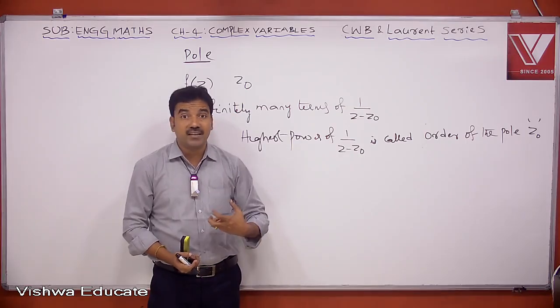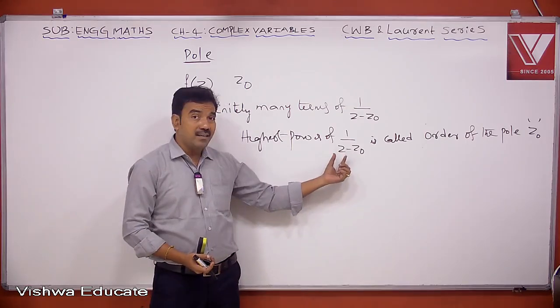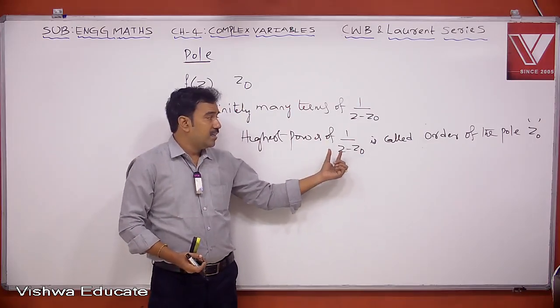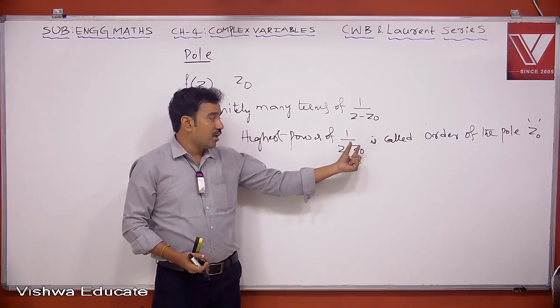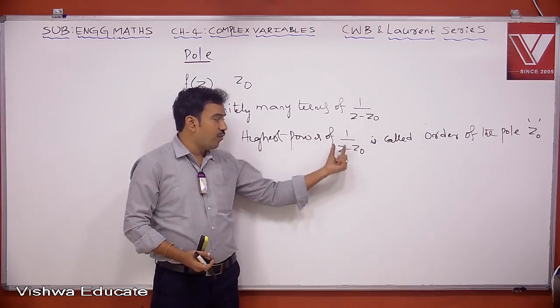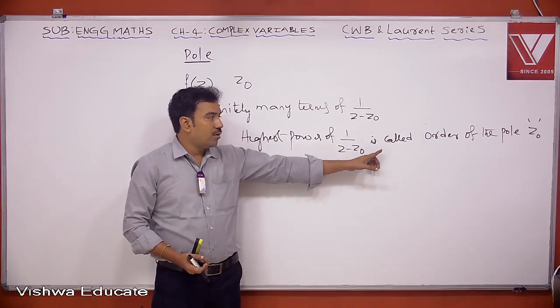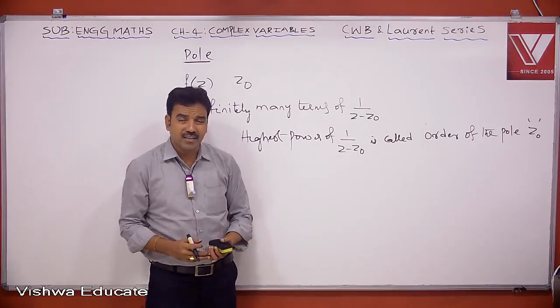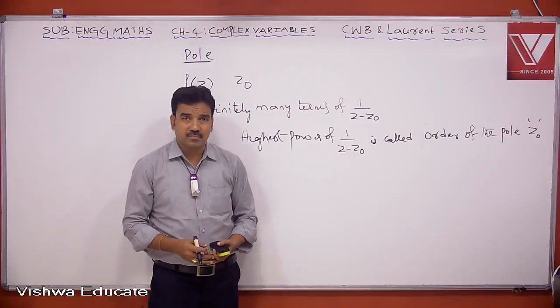and whenever we discuss a pole, I must know what is the severity of that pole. So that severity is given by the highest power of 1 by z minus z0. In that case, this is called the order of the pole z0. The highest power of 1 by z minus z0 is called the order of the pole z0. First write the definition and then we discuss an example.